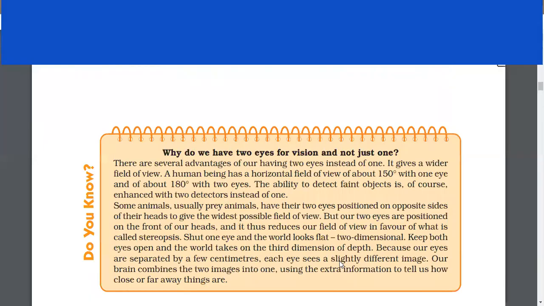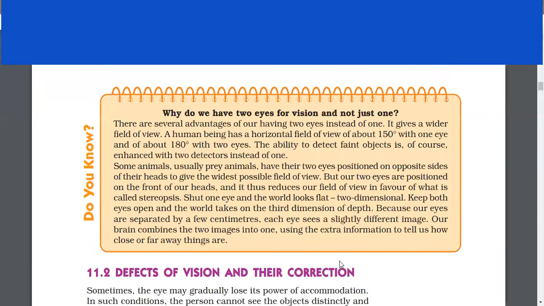Do you know why we have two eyes for vision and not just one? There are several advantages of our having two eyes instead of one. It gives a wider field of view. A human being has a horizontal field of view of about 150 degrees with one eye and of about 180 degrees with two eyes. The ability to detect faint objects is, of course, enhanced with two detectors instead of one.